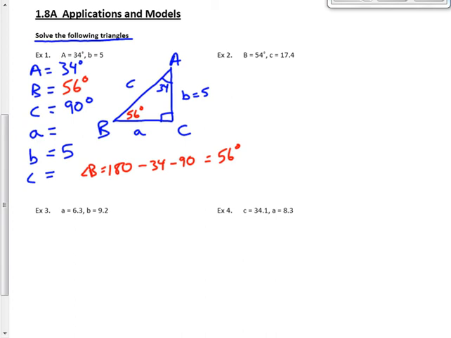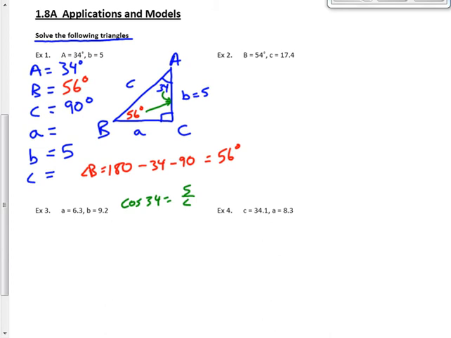Well, I have this 56 degrees, and I have the side that's opposite of that. So the sine of 56 is going to be equal to the opposite, which is 5, over the hypotenuse. So I've got sine of 56 equals 5 over c. I could choose that one, and you could go ahead and solve that one if you wanted to. I also have an adjacent side to 34, so I could use the cosine of 34 is equal to 5 over c.